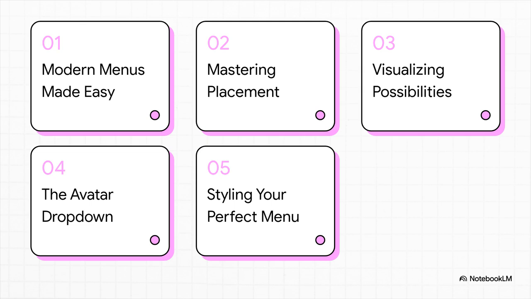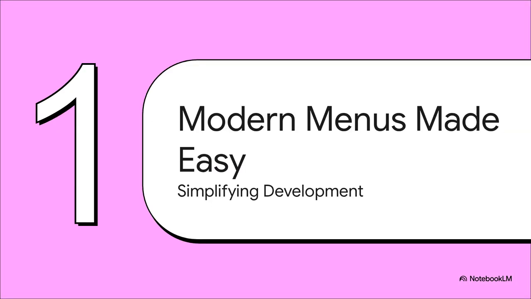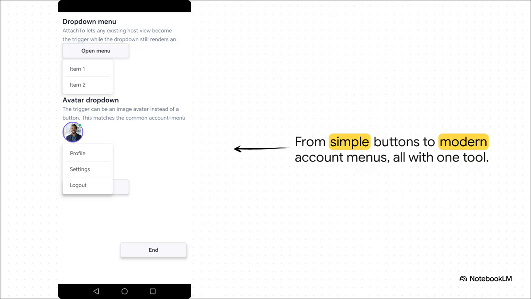Let's do this. First things first, why should you even care about a component like this? Well, it's all about solving that nagging, often frustrating headache of getting menus to look good and feel modern without writing a mountain of custom code. I mean, just look at this. This one picture tells the whole story. You can go from a basic menu popping out of a button all the way to this super clean, professional-looking account menu that's attached to a user's avatar. And that versatility is the secret sauce that takes your app's UI from just okay to absolutely fantastic.